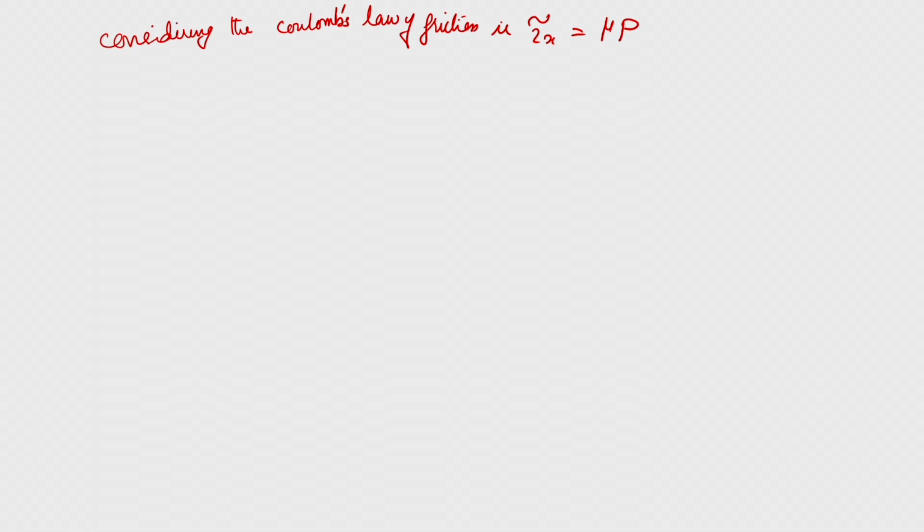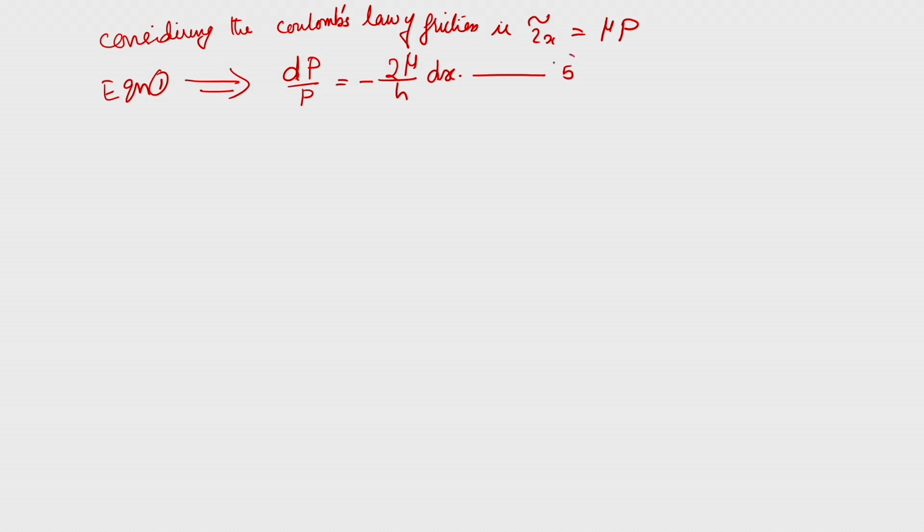So, if the shearing stress is related to the normal pressure by Coulomb's law of friction, that is tau xy is equal to mu p, where mu is the coefficient of friction and p is the normal pressure which is shown in the figure, the equation number 4 becomes dP by p is equal to minus 2 mu by h into dx. So, it attains this form.